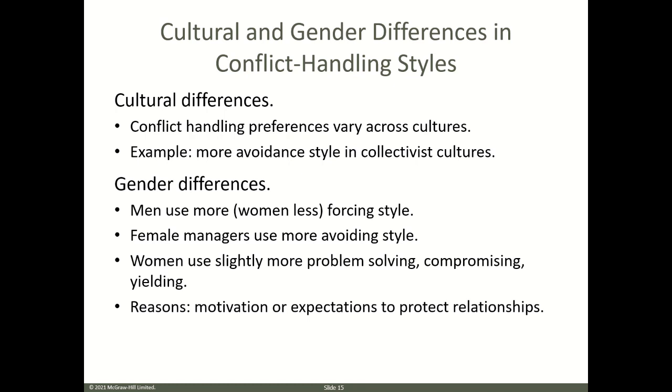For example, a high collectivism culture prefers avoidance and problem-solving style to maintain harmonious relationships, but possibly only within the group, not with those outside the group. Within the group, they just want to have some harmony.